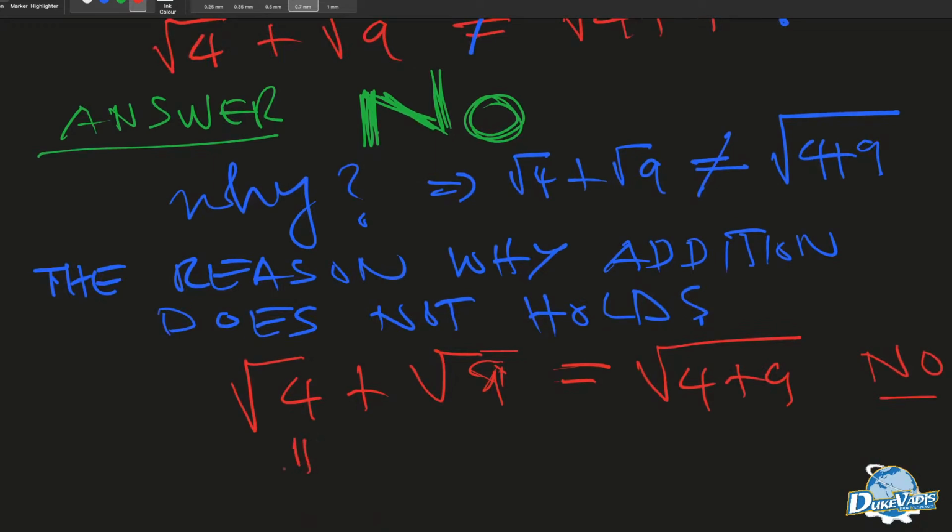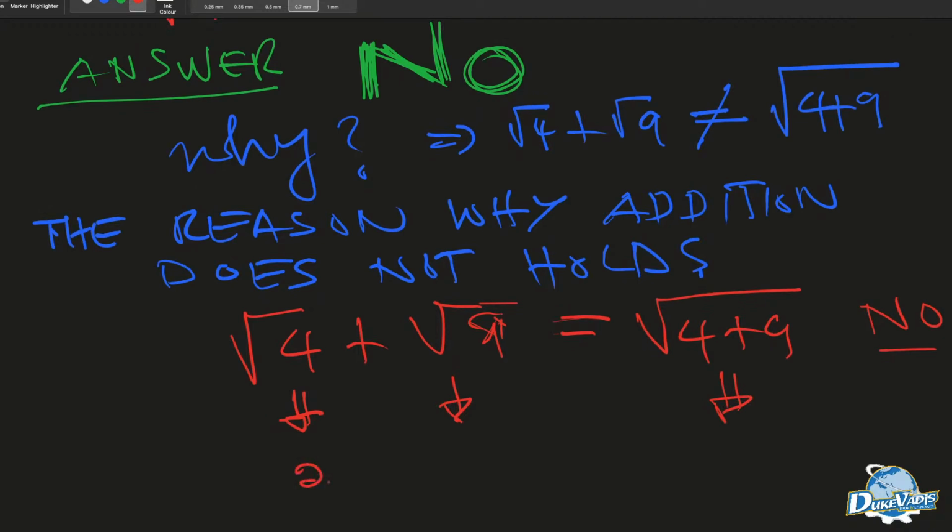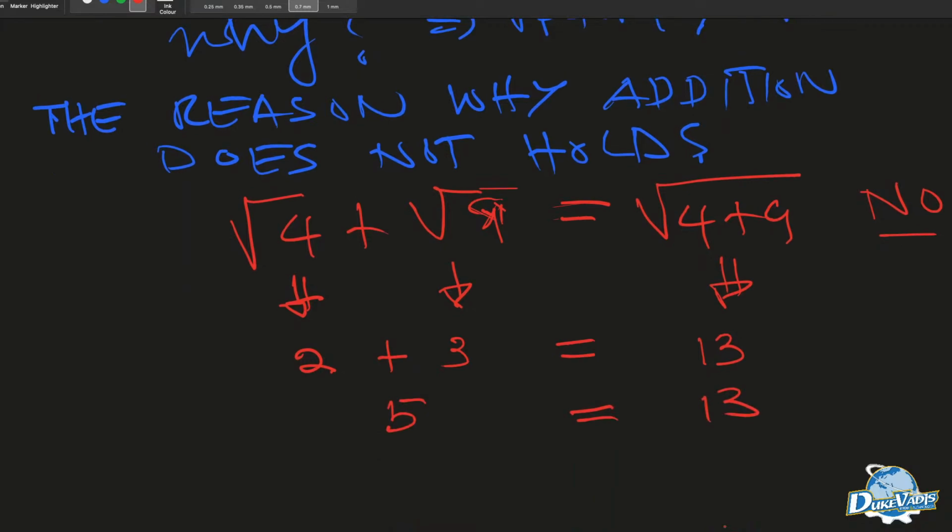Now let's see. What if we take them one by one? We see that the square root of 4 is 2. When we use our calculator to find the square root of 4, it's 2. At the same time, the square root of 9 is 3. So when we add them, 2 plus 3 is 5. Now 4 plus 9 is 13. Do you think 5 is equal to 13? No, it's not. So now you see the reason why the square root of 4 plus the square root of 9 cannot be the same. So addition does not hold in surds.